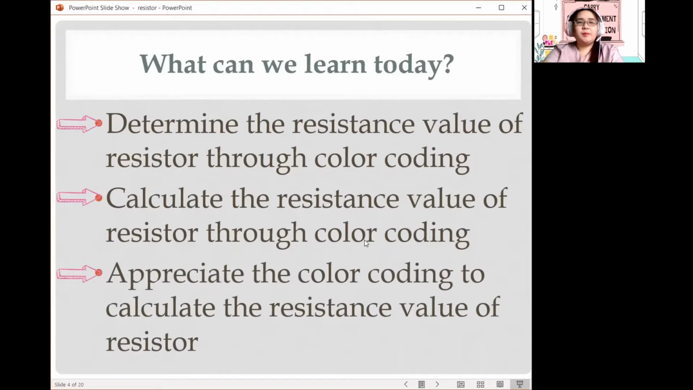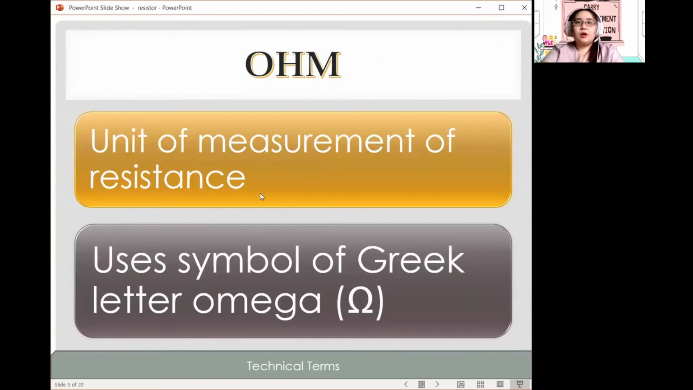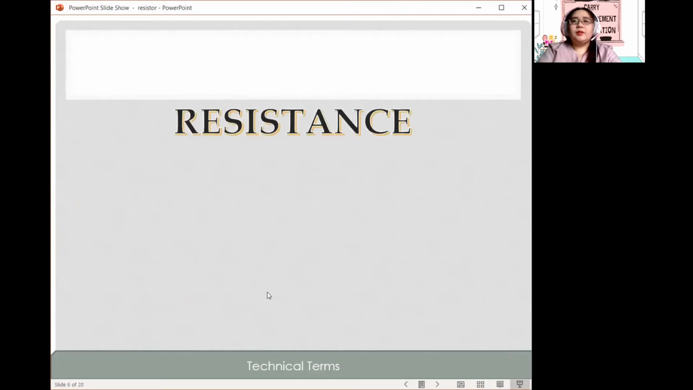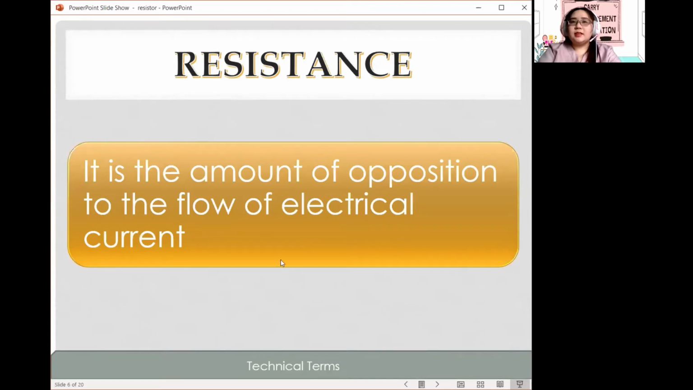Before we start, I prepared different terms that we need to keep in mind as we go along with our discussion. First, we have ohms. Ohms is a unit of measurement of resistance. The symbol for ohm is the Greek letter omega. Then, we also have resistance. Resistance is the amount of opposition to the flow of electrical current.